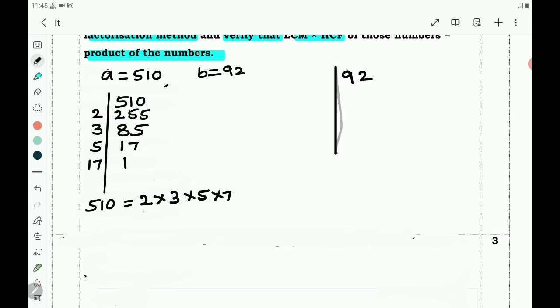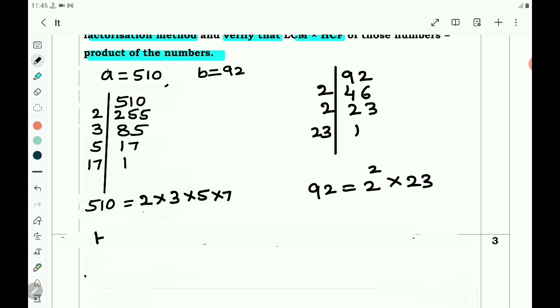You know that the unit digit is 2, so it is divisible by the first prime number 2. 2 4s are 8, 1 is remaining. 2 6s are 12, 2 4s are 8, 2 6s are 92... Again it is divisible by 2. 2 2s are 4, 2 3s are 6. Next, 23 itself is a prime number. Then you take 23 1s are 23. So 92 equals 2 square into 23. Now you write the HCF and LCM.